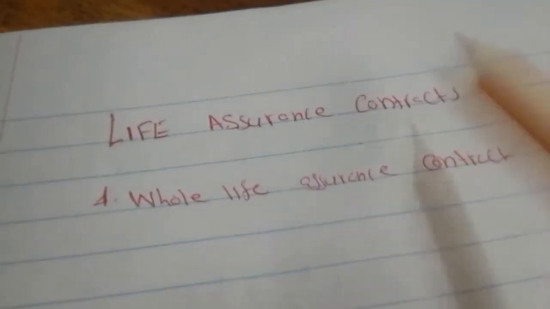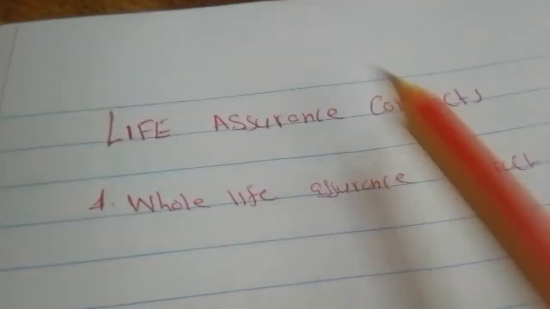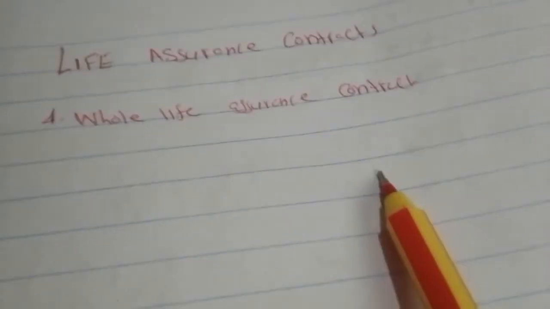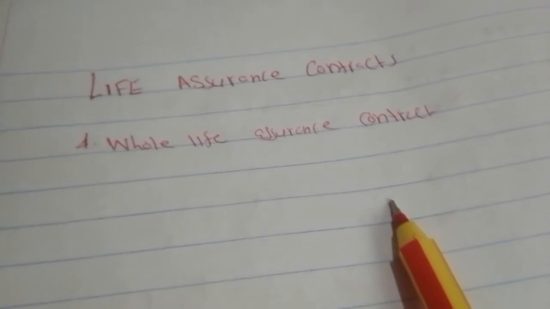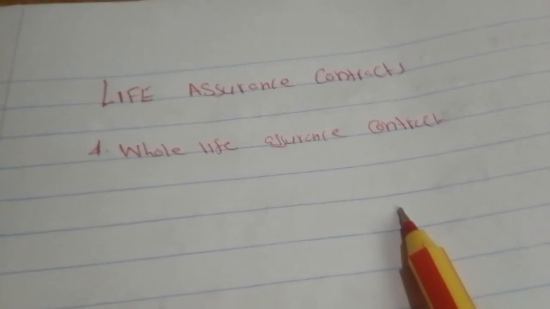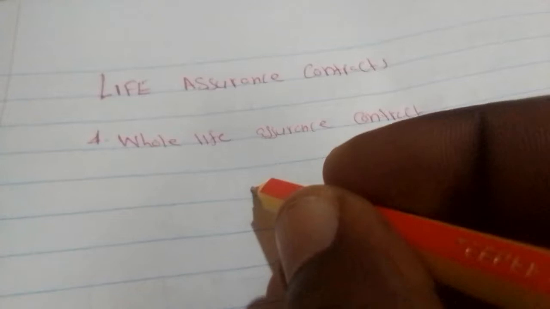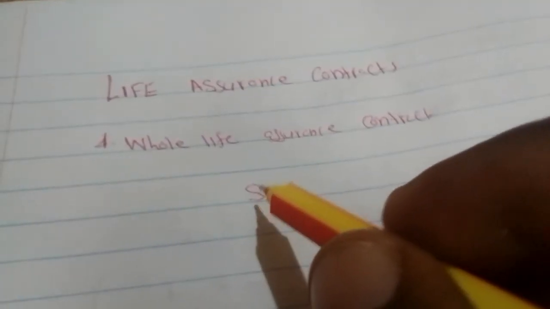So today I would like to show you some formulas of life insurance contracts. We are going to start with the whole life assurance contract. What is the life insurance contract? It is an assurance contract which pays the sum assured on the policyholder's death. Let's say S equals the sum assured.